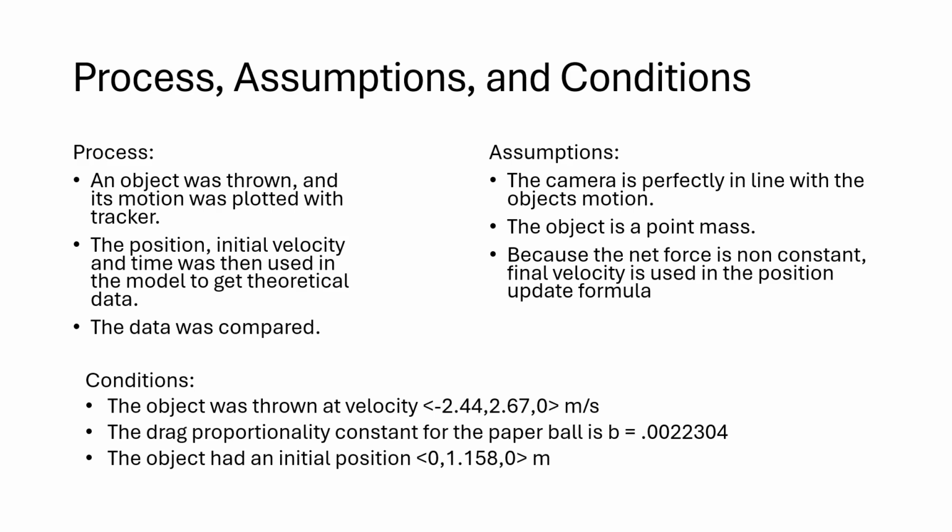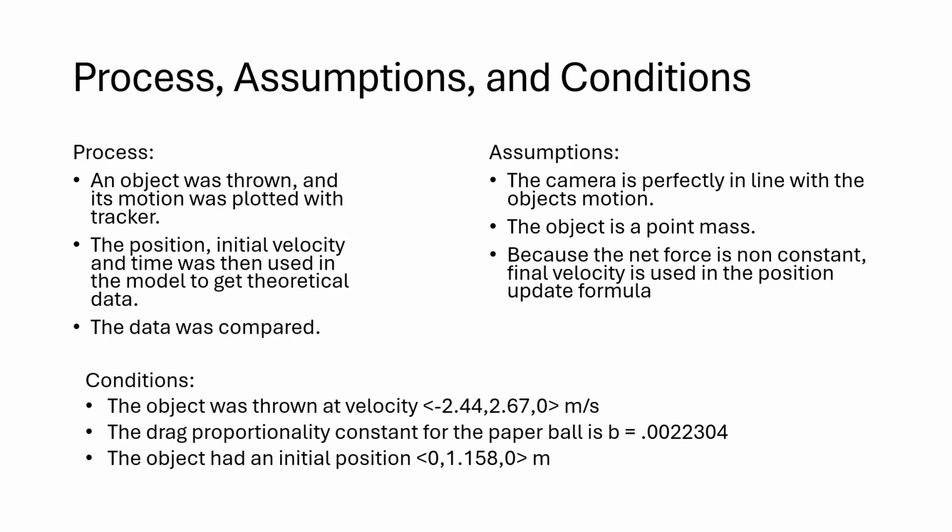Process, assumptions, and conditions. The process: an object was thrown, and its motion was plotted. Position, initial velocity, and time were used in the model to get theoretical data, and the data was compared. Assumptions: the camera was perfectly in line with the motion, the object is a point mass, and the net force is non-constant. The final velocity is used in the position update formula.